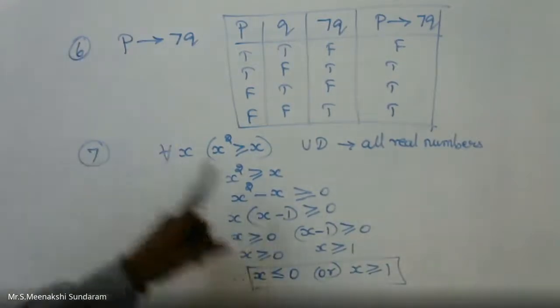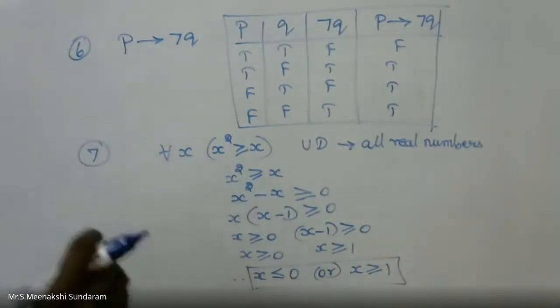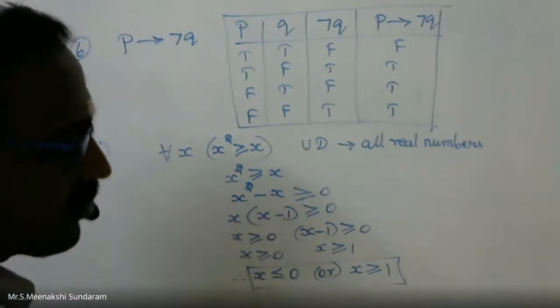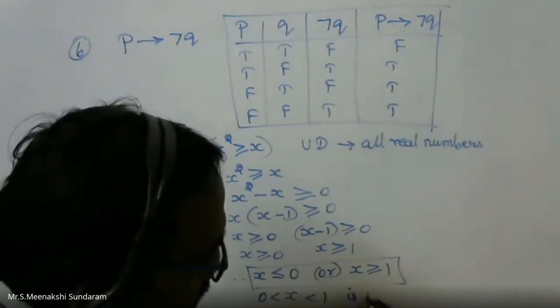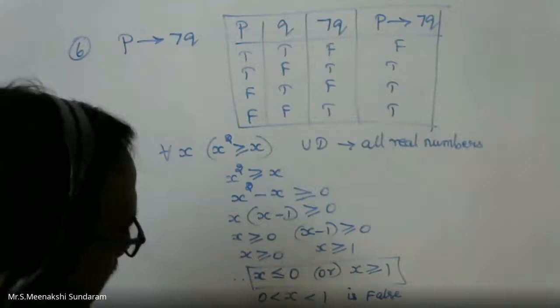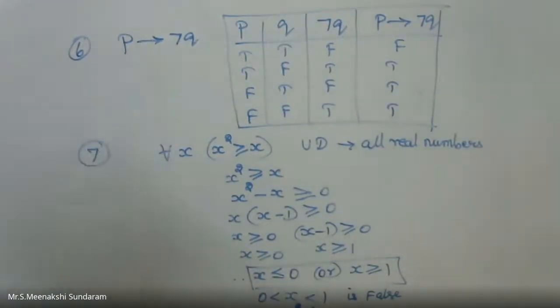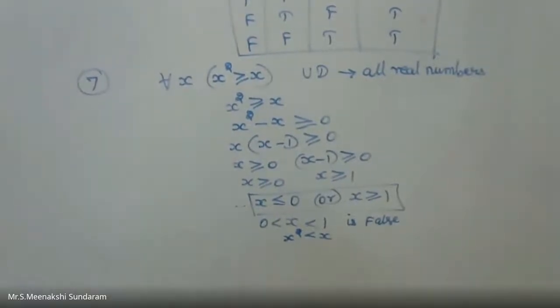The given statement is true only for x less than or equal to 0 or x greater than or equal to 1. For all the other cases it is not true. So for x between 0 and 1 the statement is false. For 0 to 1, x square is less than x. Are we clear? For 0 to 1, x square is less than x.